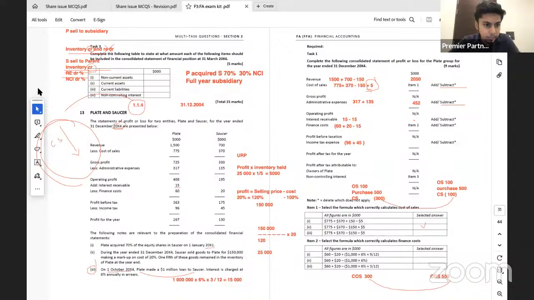So, guys, item number 2, what does it say? 60 plus 20 minus 15. So it has to be Roman number 3. Now, guys, it's 15, no? How did we get 15?